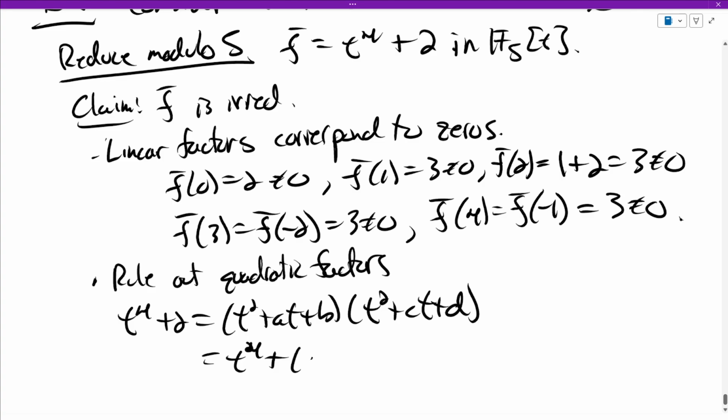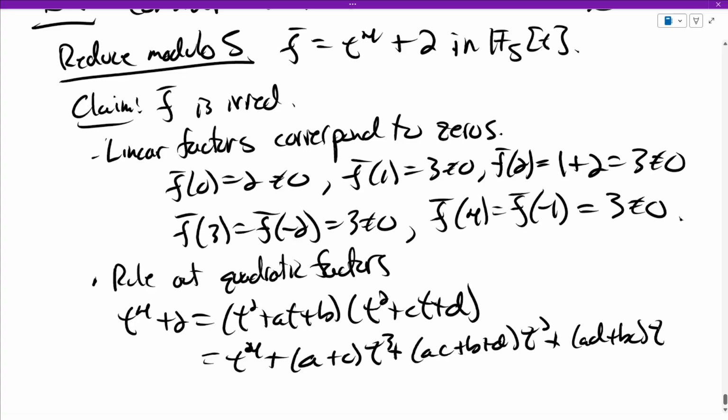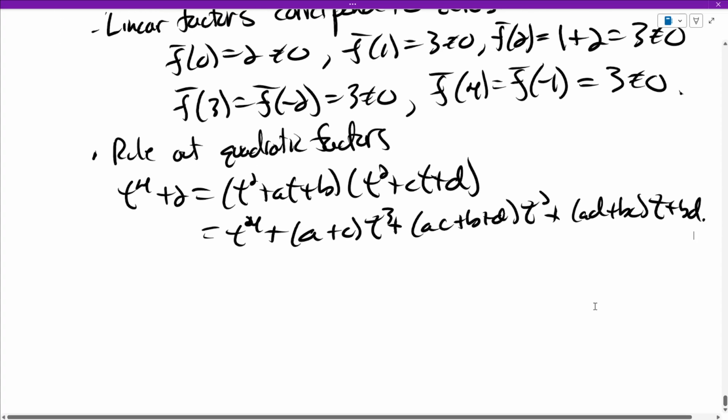The possible cubic terms are a plus c. And then the quadratic, we're going to get an AC, and then a b and a d. So AC plus b plus d. And then a linear guy, we're going to get an AD plus BC, and then we're going to get a BD.